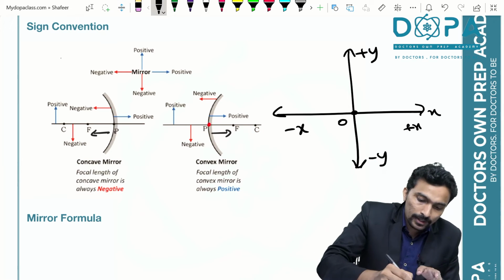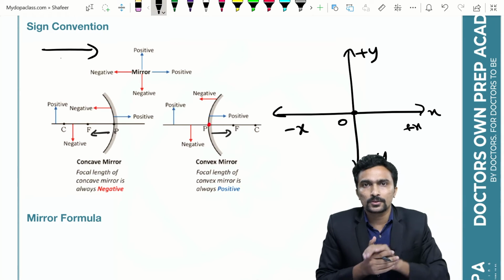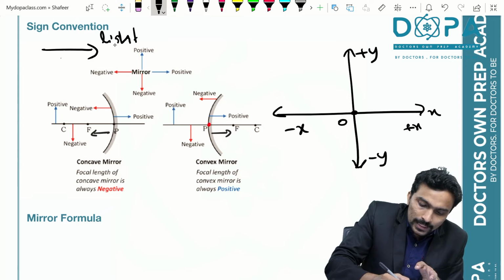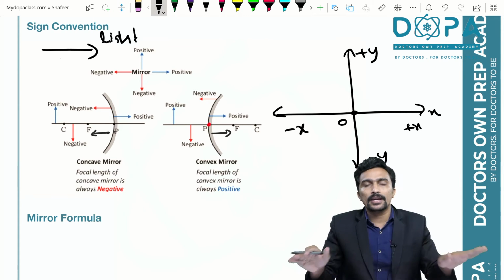Okay, and usually light comes from left to right because we usually keep the object on the left side, right? In almost all questions, all diagrams. So this is the direction of light. So in sign convention, we usually take the direction of light as positive. So based on that, we measure everything else.